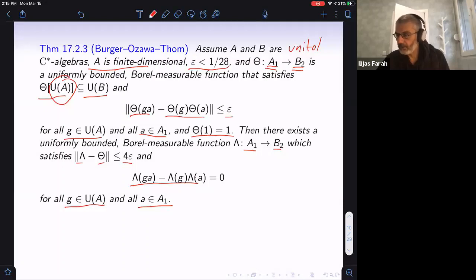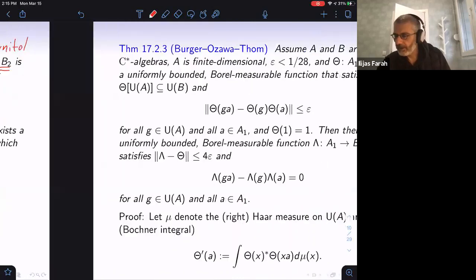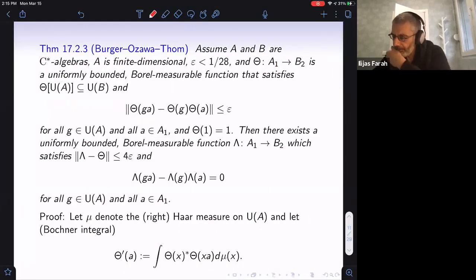Okay, so our main goal is to prove stability for approximate star homomorphisms, but this is our first and probably the most substantial step in that, and it's a beautiful theorem in its own right. So let's go and prove it. Let me actually, I don't even have to say right Haar measure, because A is finite dimensional, so the unitary group has Haar measure.